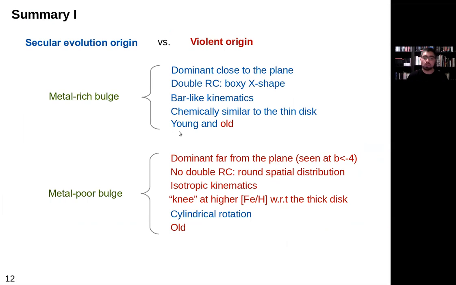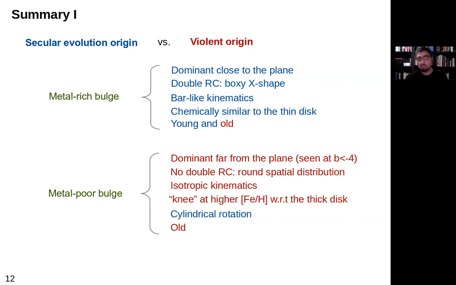When we look instead at the metal-poor bulge, we find that they are dominant far from the midplane. Let's say they are more uniformly distributed over the bulge area. They do not display the red clump, which also says that they have a more isotropic distribution, but they also have more isotropic and kinematically hot kinematics over all the region. As I mentioned before, they also have a knee in the sequence of alpha versus metallicity, which happens at a slightly higher metallicity with respect to the disk stars. So they also have a difference in that sense.